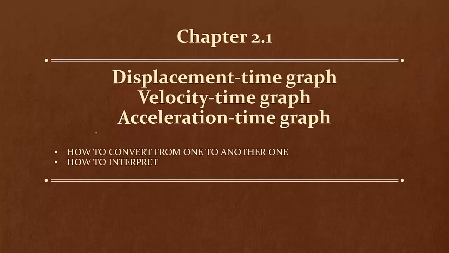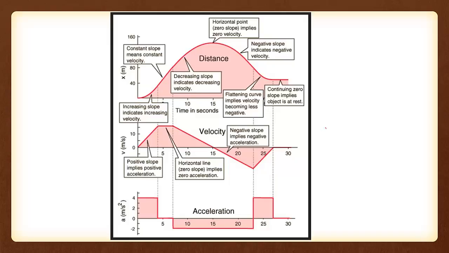This video is going to cover the graphs in motion, mechanics chapter 2, and the graphs are the dt graph, vt graph, and at graph. So we are going to learn how to convert one from another and how to interpret the graph itself. In this video, try to draw the graphs like this in your notebook.